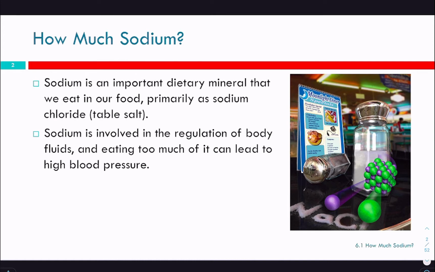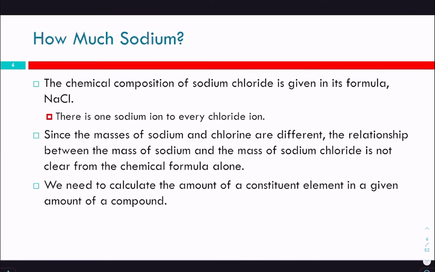Oh, no, that's chapter 15. Essentially, if you have too much salt in your blood, it draws water out of your cells, which increases your blood pressure. The chemical composition of sodium chloride, which we've looked at several times now, is sodium and chlorine.